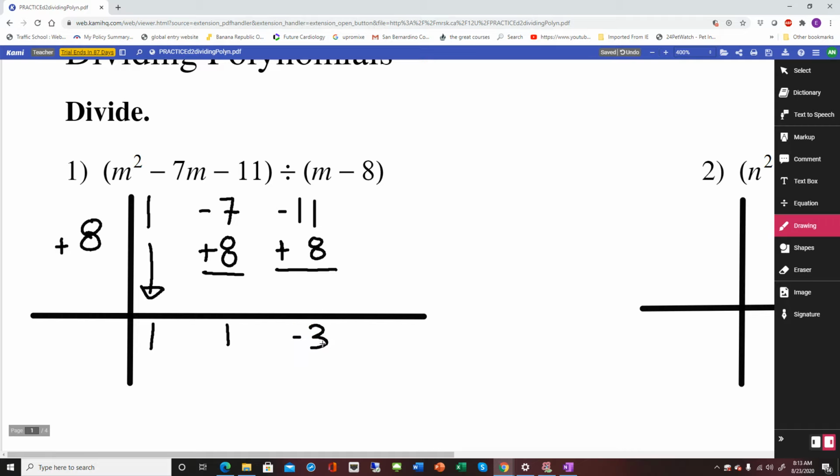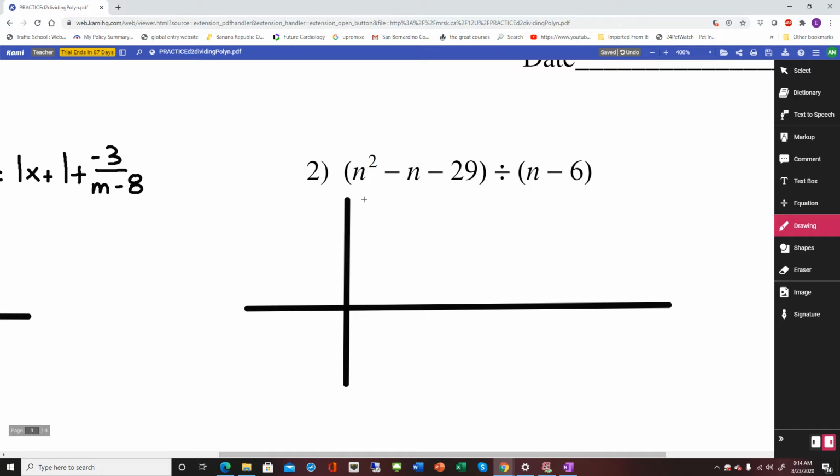So this is my remainder, this is my constant, and this is my linear term. So I say 1x plus 1. I could say remainder -3, but I want to write my answer, my remainder, as the numerator of a fraction. So I'm going to say plus -3 divided by my divisor, m minus 8. There we have it. Okay, that's our full answer. Okay, let's move over here.